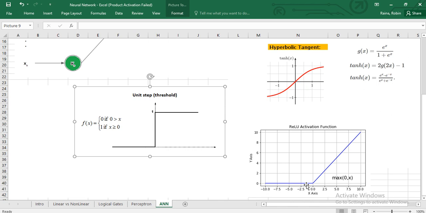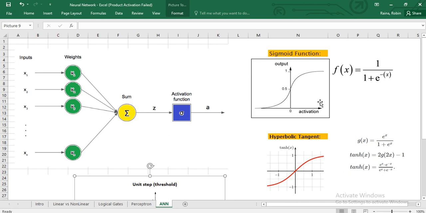Now the question comes, which activation function we should use. So sigmoid function, their combination usually works much better with binary classification, zeros and ones. Sigmoid function, you can see here, since the value is ranging between 0 and 1.